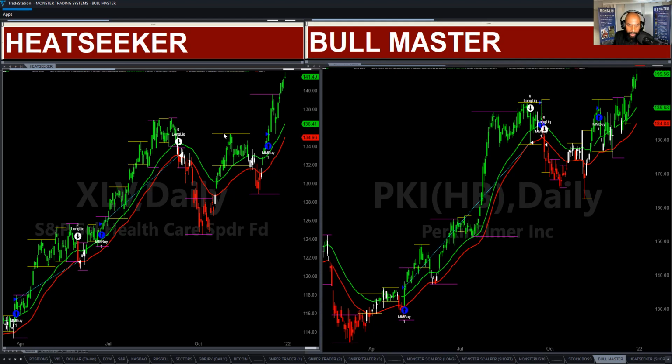Same thing here. Broke resistance here, blue candle, buy signal. Didn't get a pullback here, but guess what? On the sector, very nice move to the upside. Okay, so this sector here is going to pull his stock. Okay, that's confirmation. That's awesome trading. That's great trading.